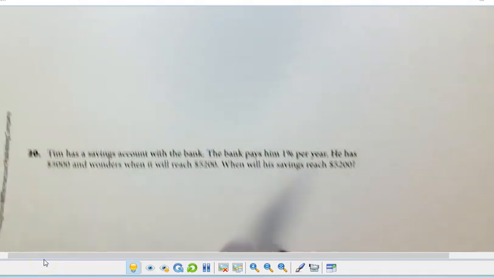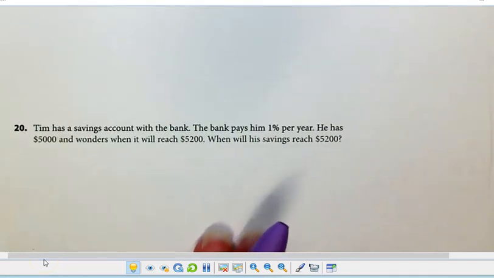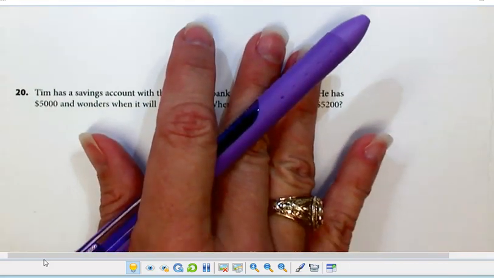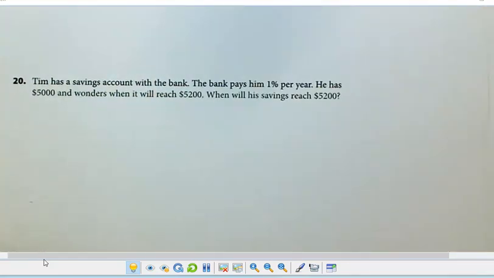Okay, last but certainly not least is number 20. It says Tim has a savings account with the bank. The bank pays him 1% per year. That sounds like a typical savings account. He has $5,000 and he's wondering when his balance is going to reach $5,200.